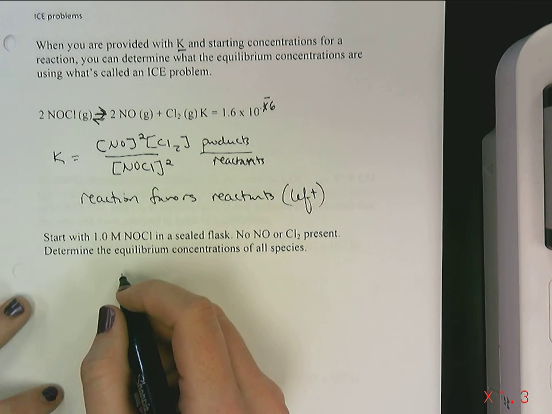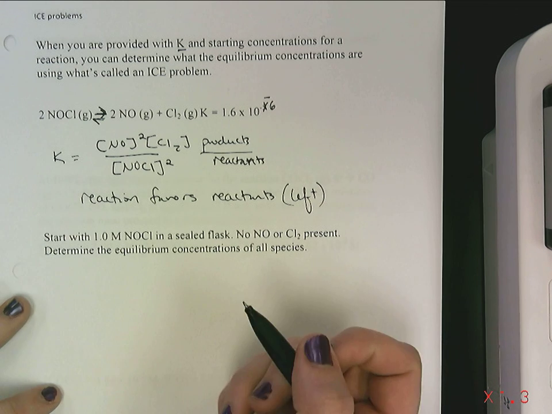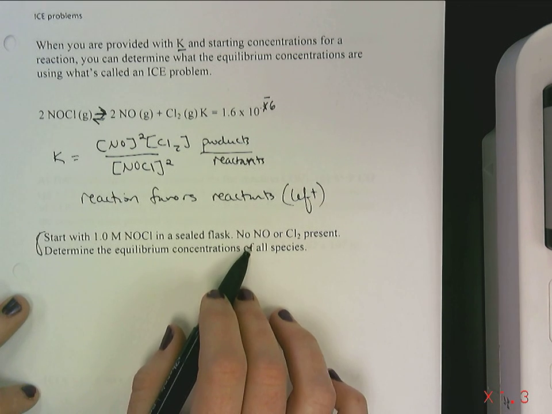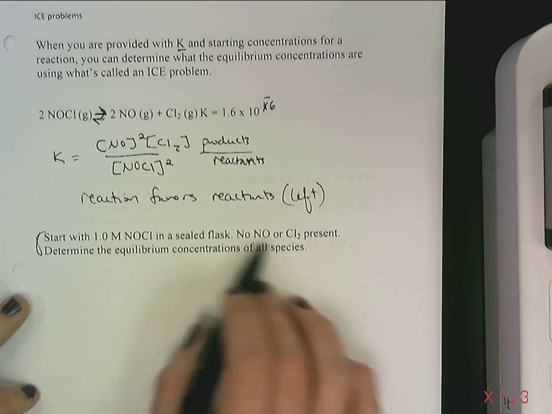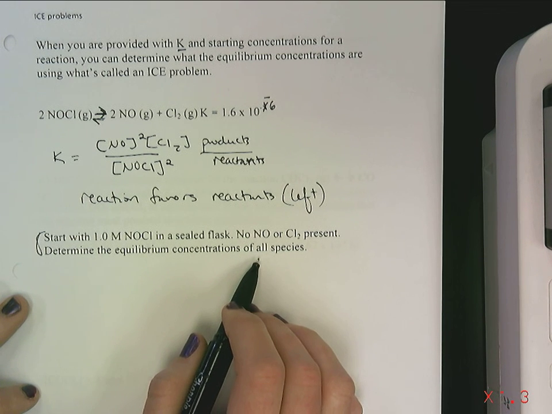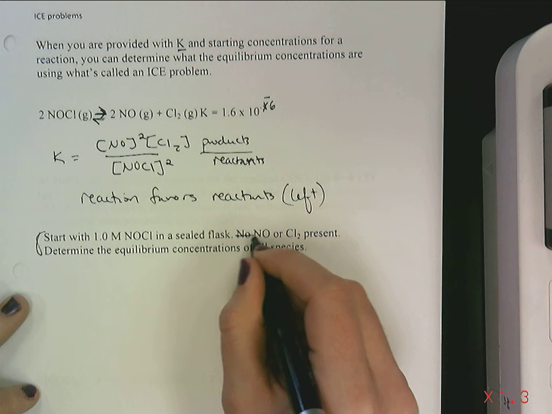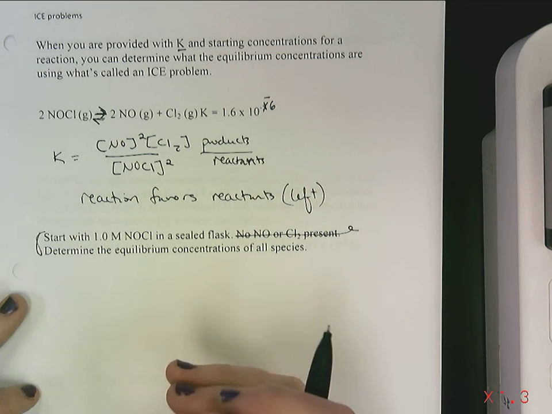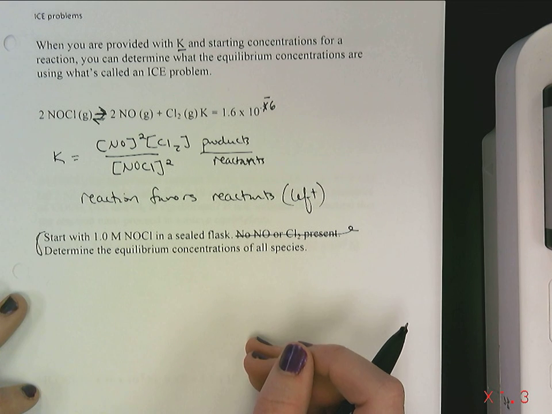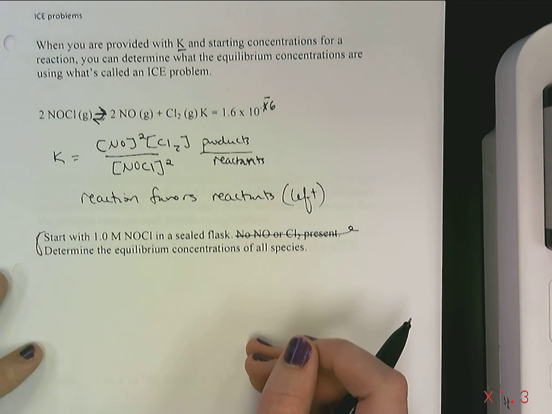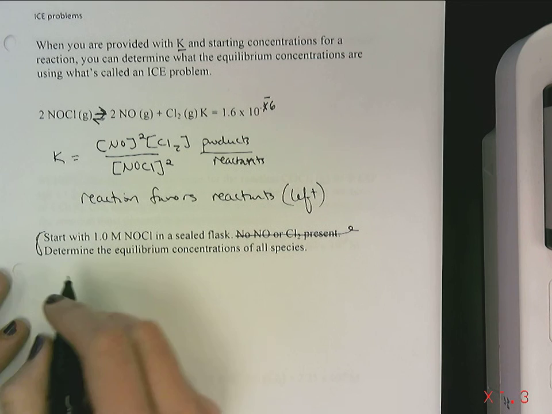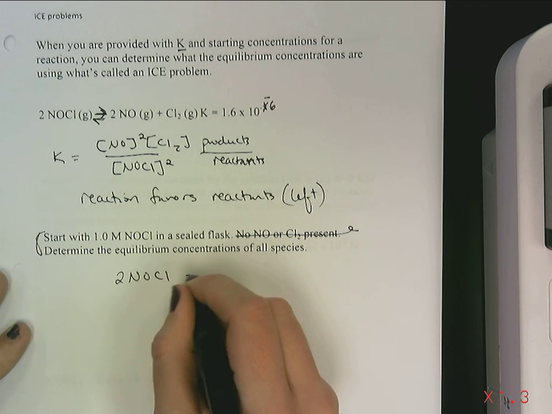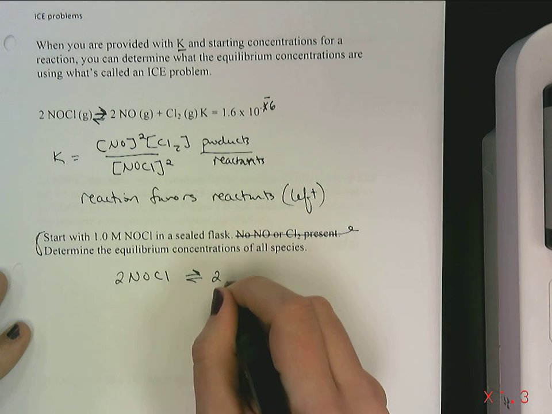So if we want to do this type of problem, I mean this problem down here: if we start with 1 molar NOCl in a sealed flask, and there's no NO or Cl2, determine the equilibrium concentration of all species. Now often these questions will not actually have this part. It'll just say start with 1 molar NOCl in a sealed flask. If they don't tell you anything about the concentration of the products, you can assume that there are no products involved. In this kind of situation, I normally start by rewriting my equation at the top of my paper.